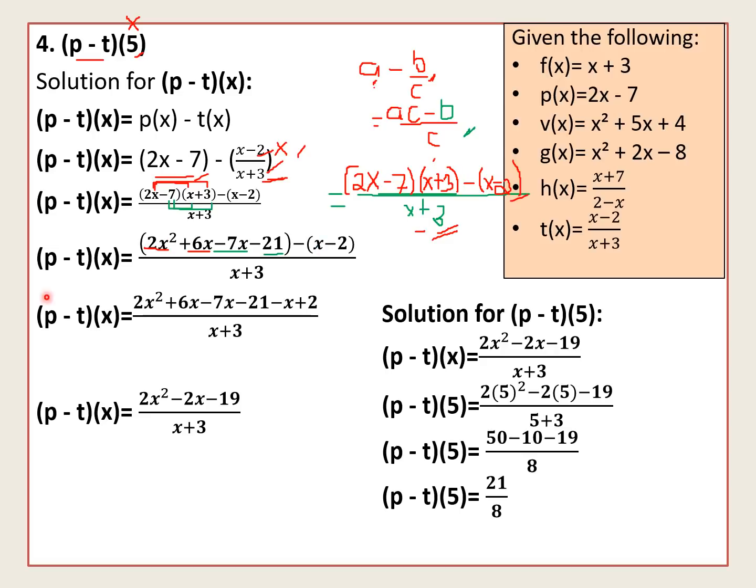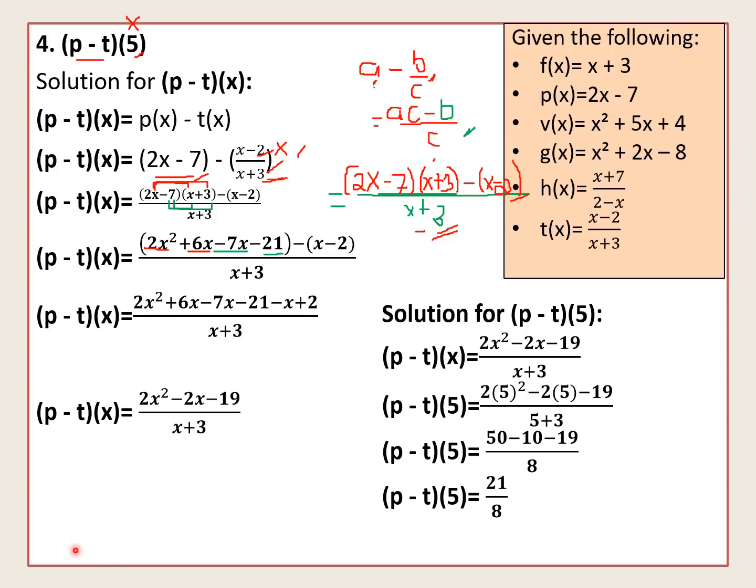It would be what? So, p minus t of x equals what? Bring down muna 2x squared plus 6x minus 7x minus 21. Then, negative times x is negative x. Then, negative times negative 2 is positive 2. Distributive tayo dito. Okay? Kaya nga siya naging negative x plus 2. Then, copy denominator.